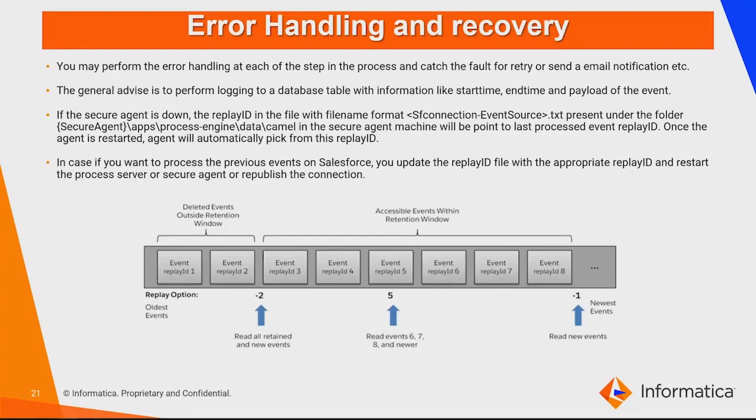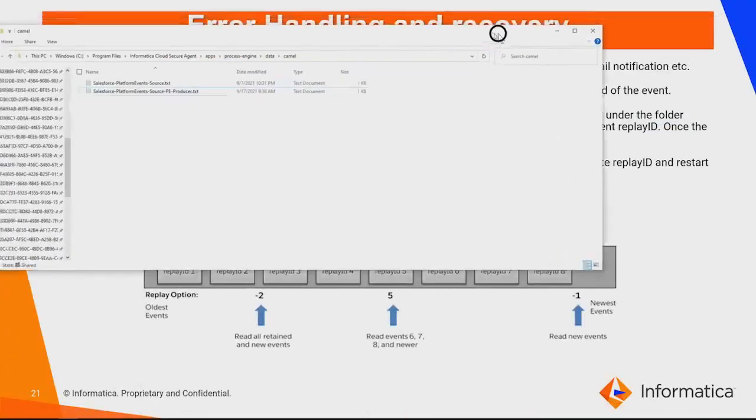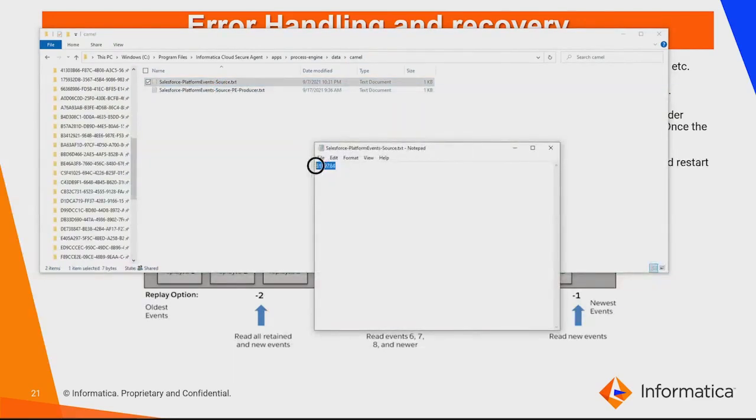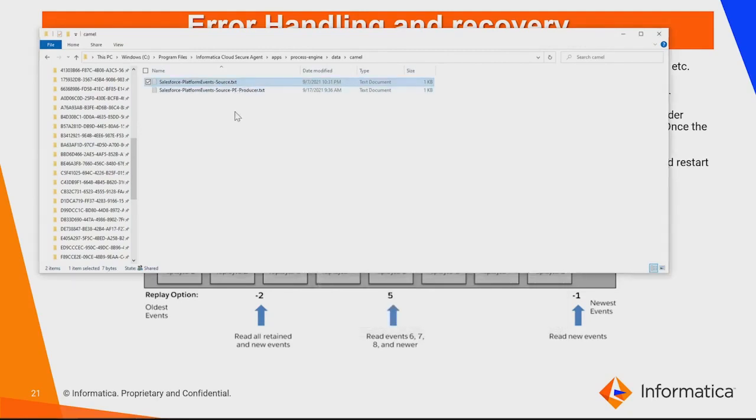And the files that I was referring to are stored in this location in Informatica Secure Agent. You need to go to the installation directory of Informatica, under which you will see apps, process engine, data, and camel. You will see multiple such files based on the number of connections and consumers you might have. So here, if you see, we have a reply ID as 81897884, which means this connection consumer is going to read all the events after this particular reply ID. You can specify and update the file and restart the secure agent to read from a particular point in time.